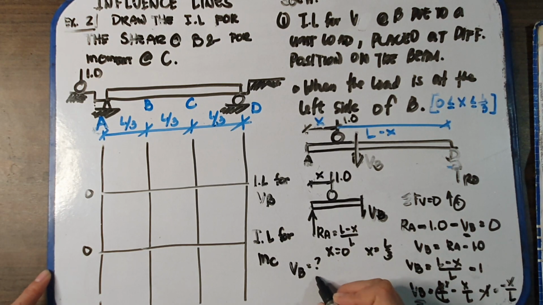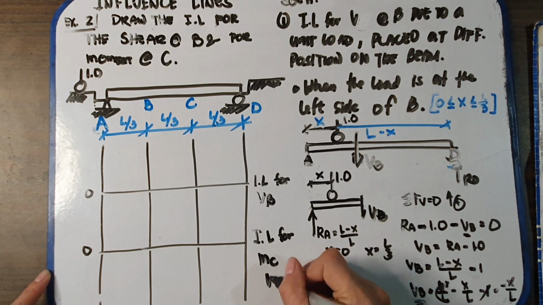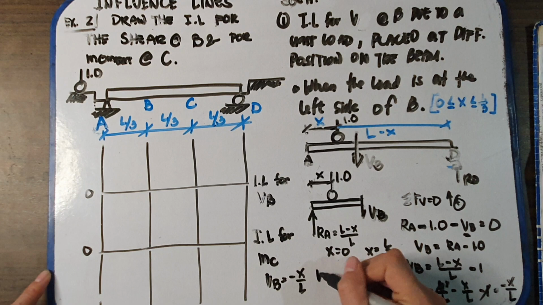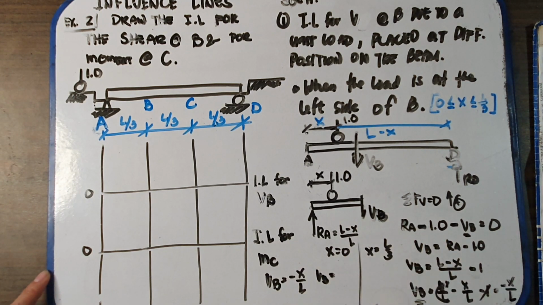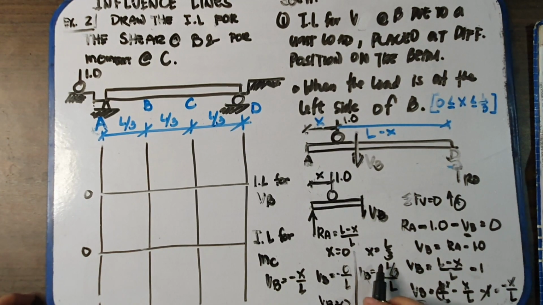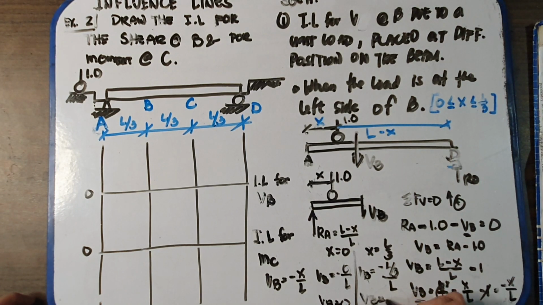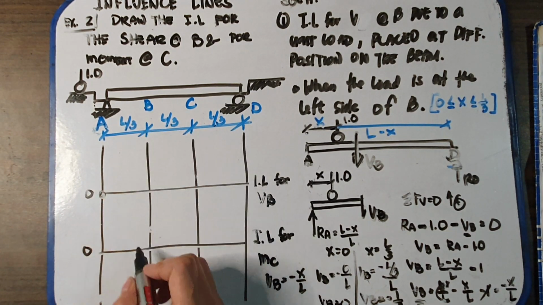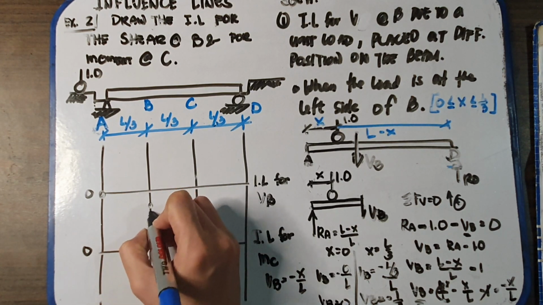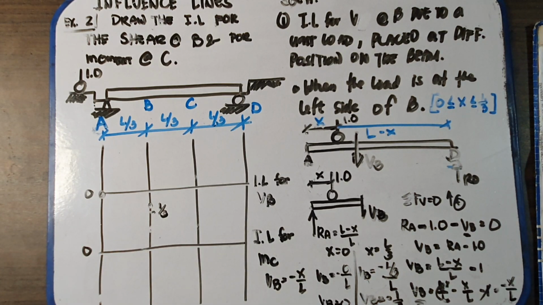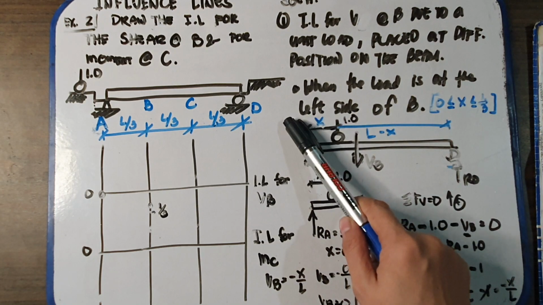Gamit ang formula na to, we have shear B to be negative X all over L. Ano naman siya sa VB natin? This is 0 all over L is 0. How about dito sa L over 3? Where VB is equivalent to, dito naman, we have negative X all over L. Substitute nyo lang yung L over 3 dito. So, we have negative L over 3 divided by L. So, L divided by L is 1. So, our shear B is negative 1/3. Okay, so, ilagay natin dito. From 0, L over 3, on the left side is negative 1/3. Okay, wala pa tayo sa right side. Ngayon naman, since when the load is at the left side, next natin, right side naman.